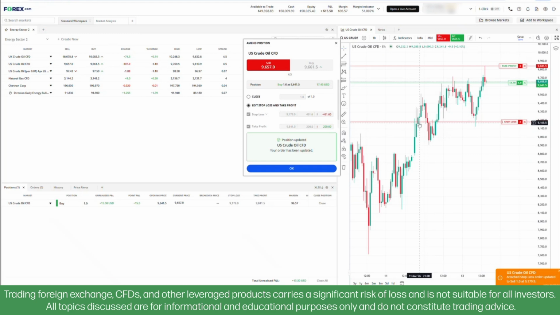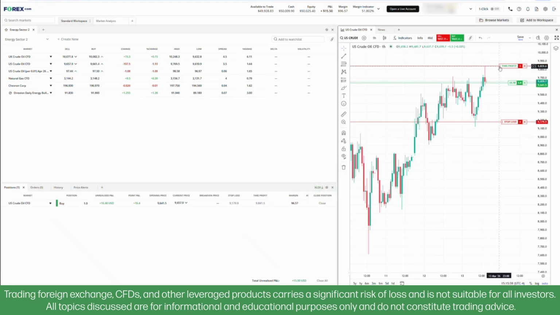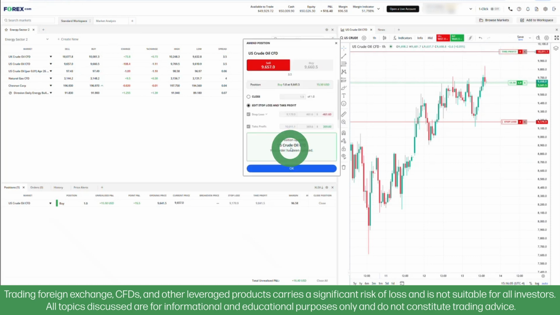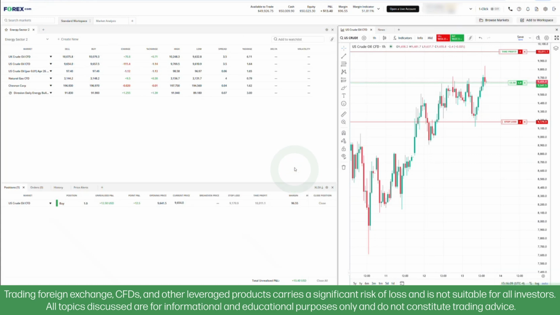As you can see, I moved my stop loss order lower. I'm going to do the same with my take profit. I'm going to move it up in value and click update position here. So as you can see, my stop loss and take profit levels in my position tab have also updated to show the levels that I am interested in for my protective orders.